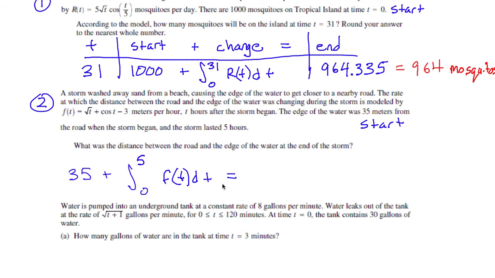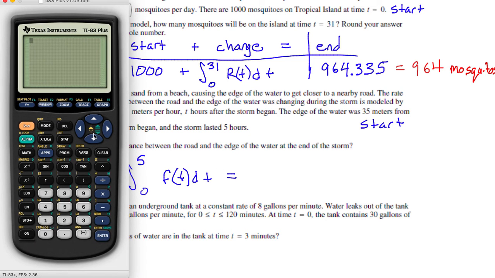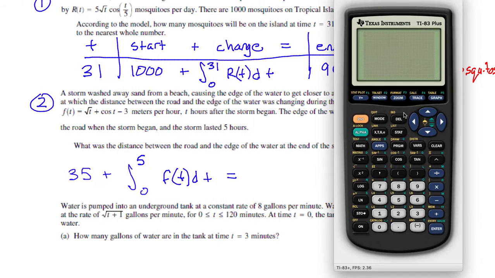All right, so on our calculators, the way that I do that is I just say my start condition of 35, 35 plus, and then it's going to be math 9 again, and you can actually type in the function here. So the function is going to be secant of the square root of x plus cosine of x, and the parentheses minus 3, then comma, letting you know that you're done with your function.